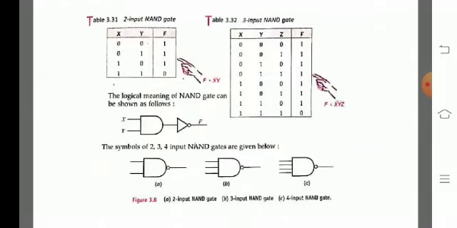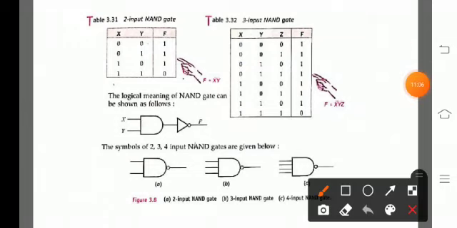The NAND gate, same thing, the opposite answer of the AND gate. So here, if all the inputs are 1, then the output produces 0. See here, see the truth table.